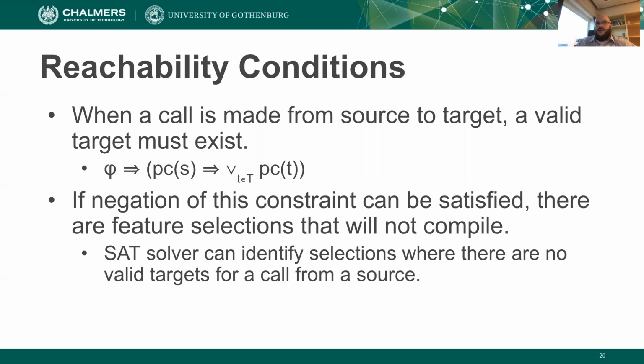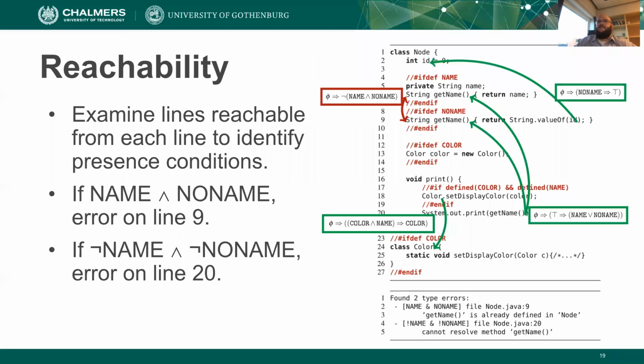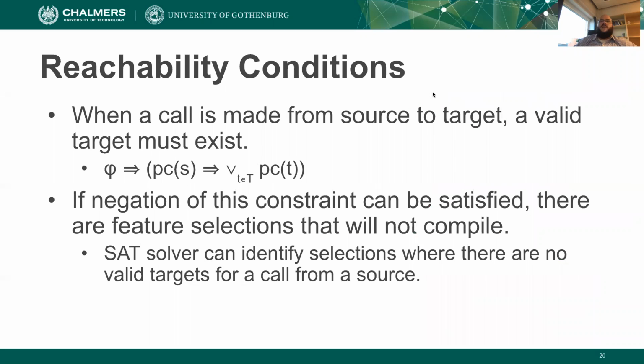If that's not true, if we can negate this and get a solution back from our SAT solver that says that isn't being met, then we can report an error message indicating that there are products in our product line that don't compile because there's not a valid target to call. So in that last slide, line 20 is going to call get name. If our product line comes back and says you can have a case where neither of those are being used, our code is now going to have a problem. We're going to have a violation because our code can't call anything. Then we can report this error message indicating there are products in our product line that don't compile because they don't have a valid target to call.